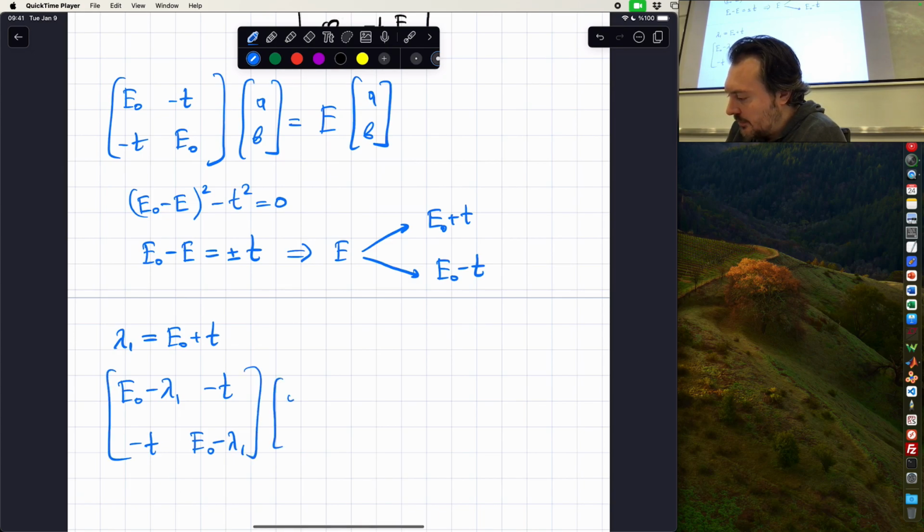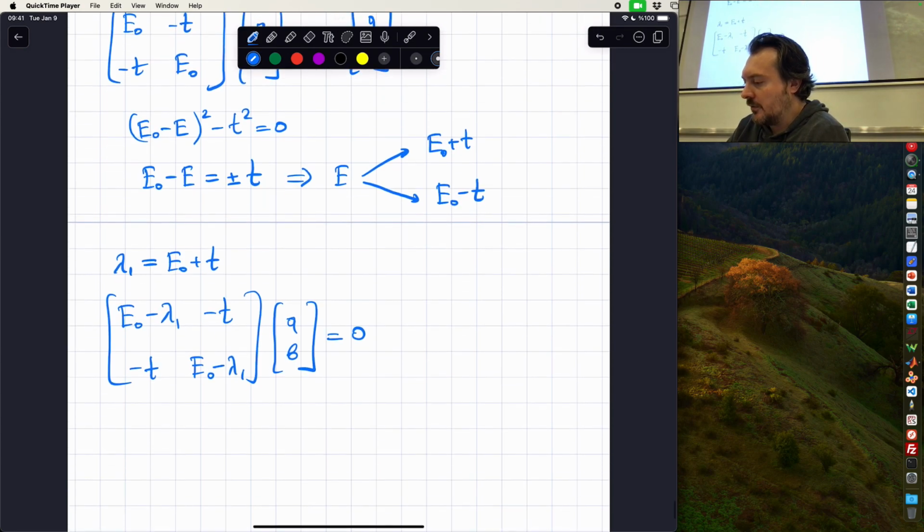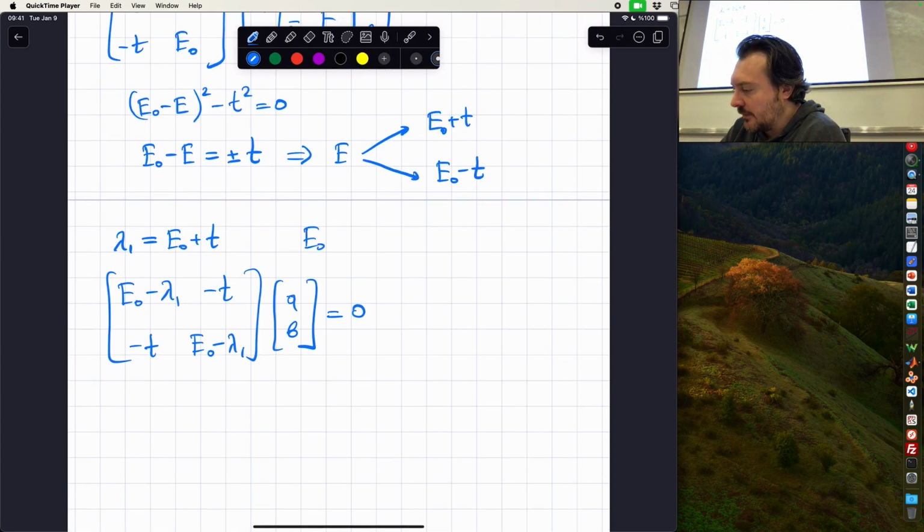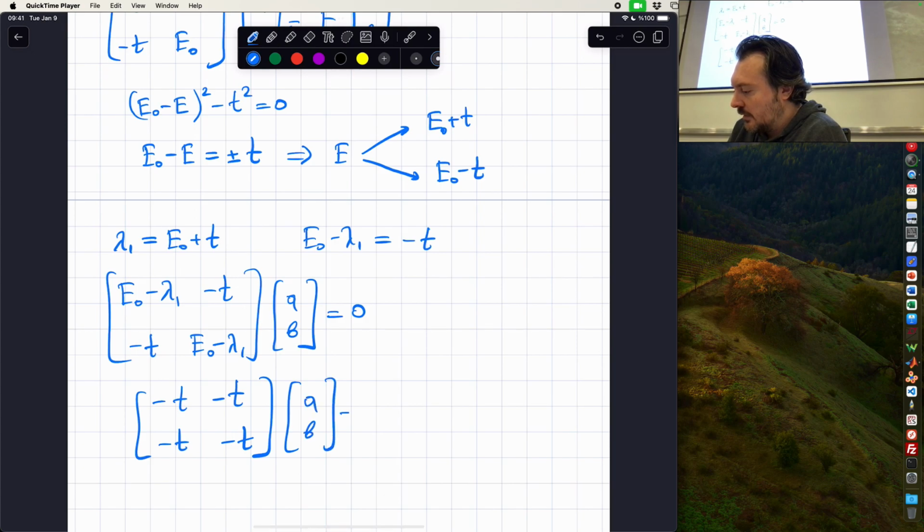This times AB should be 0, right? So what do I get from E0 minus lambda 1? Minus T, right? Everybody agrees? So I get minus T, which means that I basically have the matrix minus T, minus T, minus T, minus T, times AB equals 0.